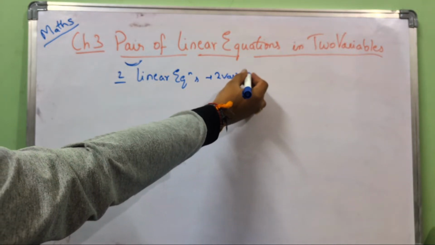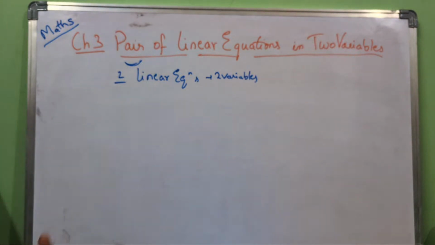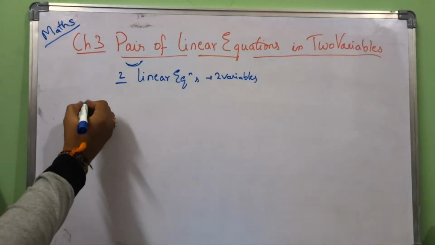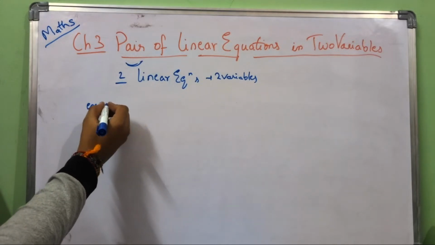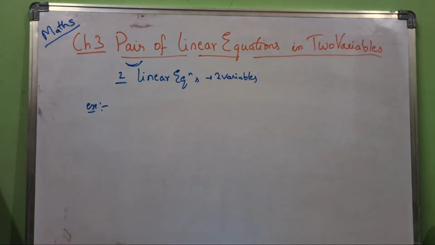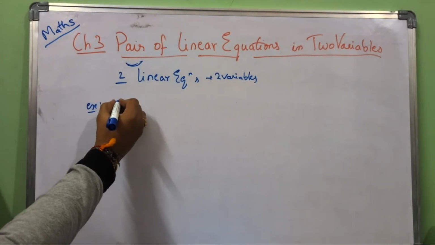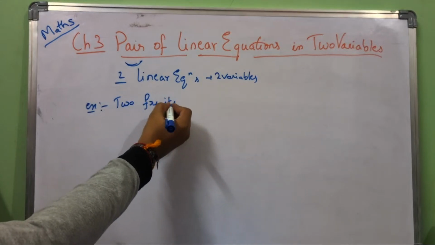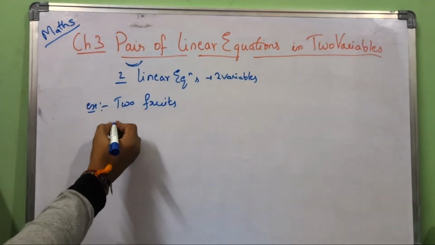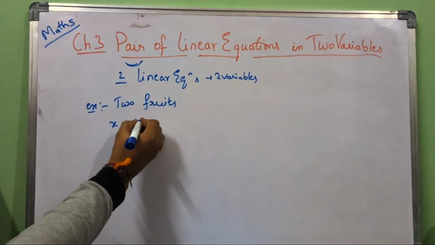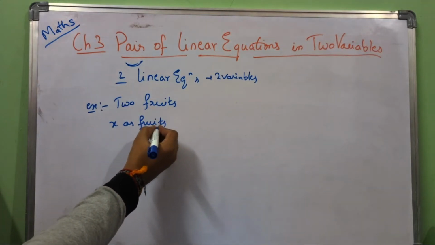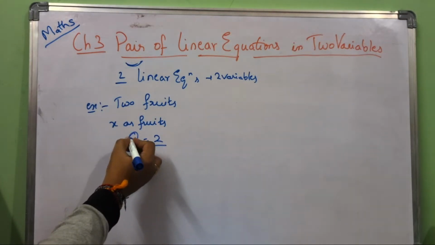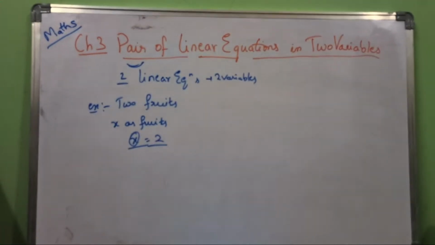So what are variables? Variables are nothing but the kind of term we use to indicate any subject. For example, let's consider there are a total of two fruits. So here fruit is a variable. I will consider x as fruits. So x becomes the total number of fruits, which is 2. So x equal to 2. So x is a variable here which is representing fruits.